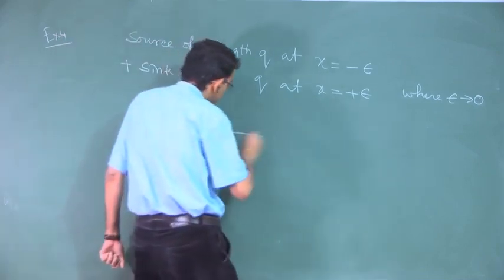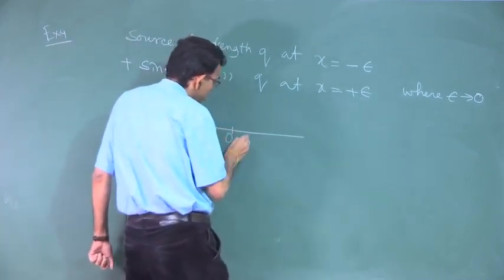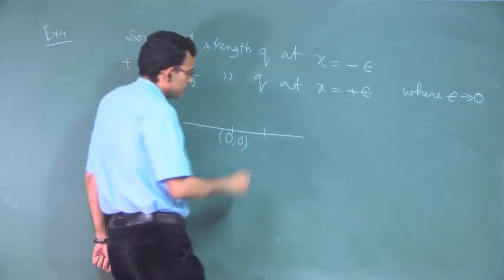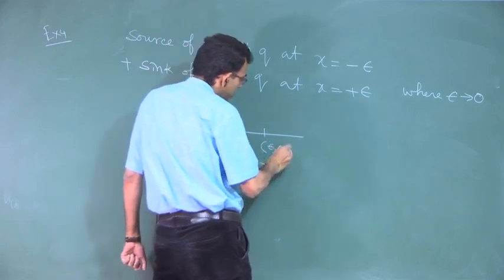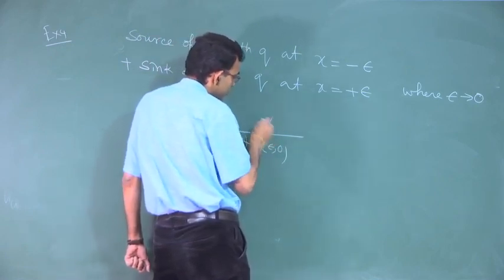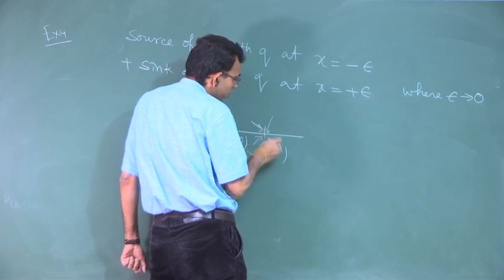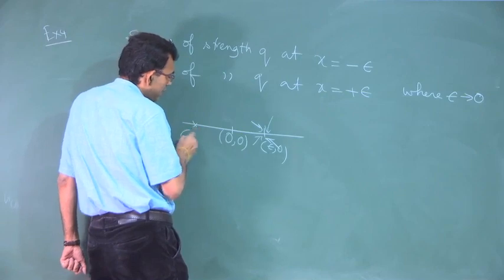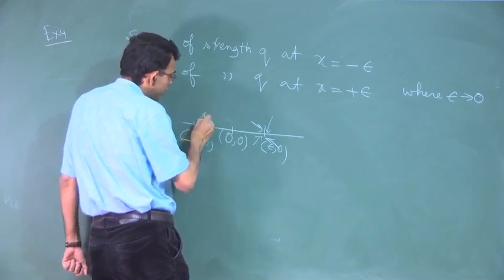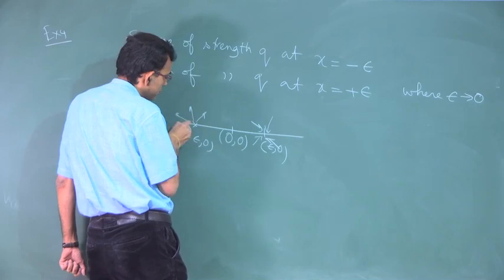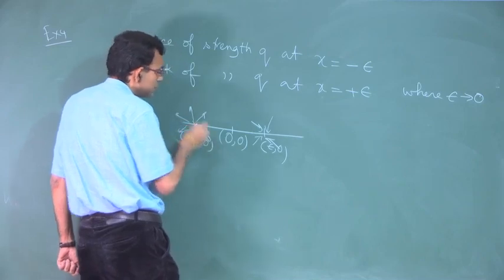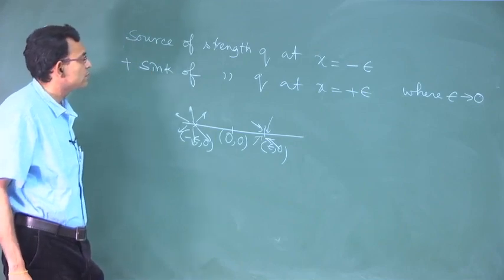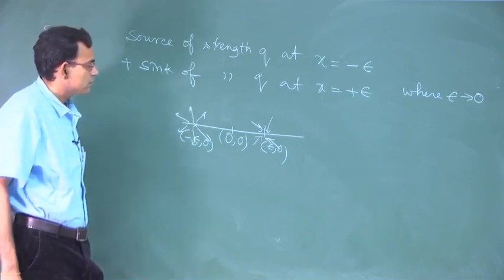So, the physical picture is, this is the origin 0 comma 0, this is epsilon comma 0, here you have the sink, sink means all flow is coming to it. This is minus epsilon comma 0, here is the source.